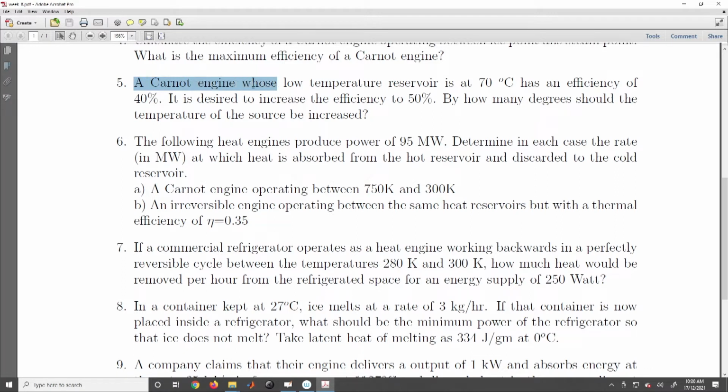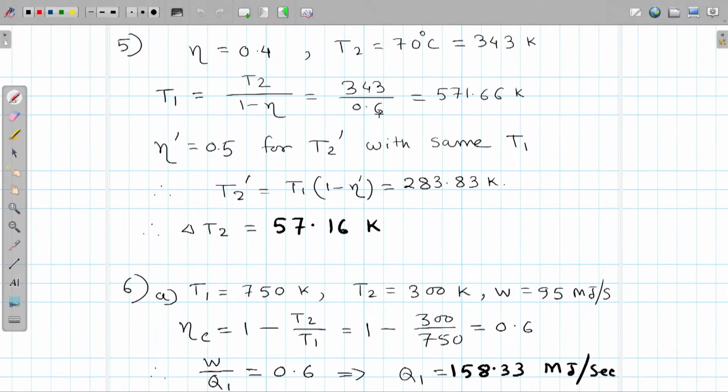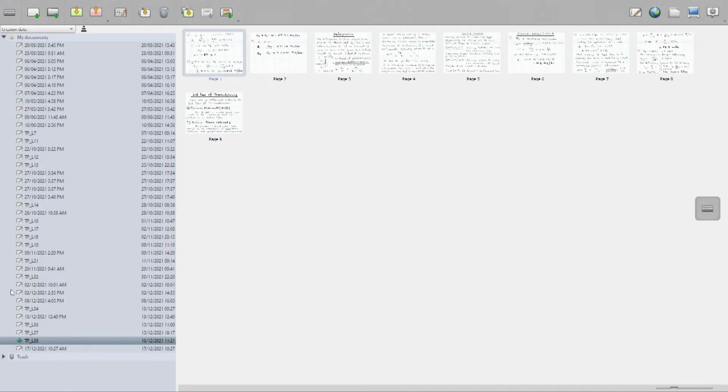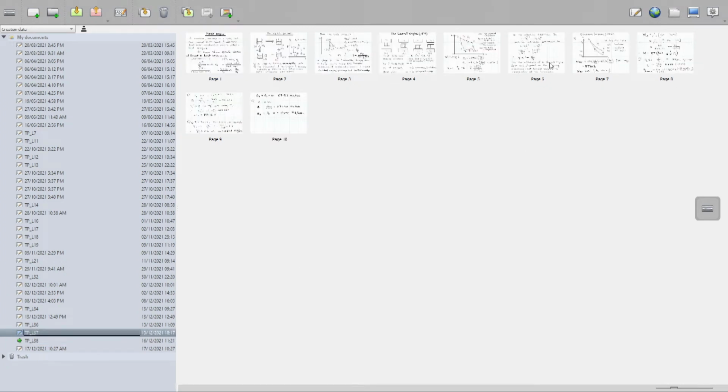The first problem is that a Carnot engine, whose low temperature reservoir is at 70 degree centigrade, has an efficiency of 40%. It is desired to increase the efficiency to 50%. So, we have to increase it from 40% to 50%. By how many degrees should the temperature of the source be increased? Let us first examine this, and go back quickly to last week's notes.